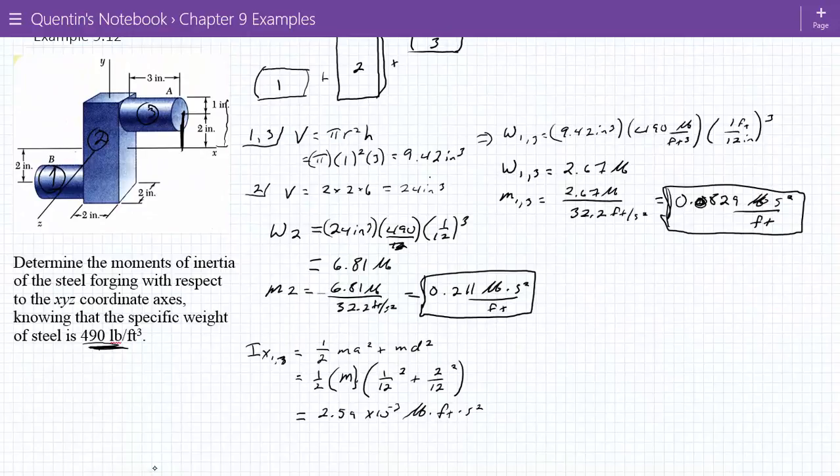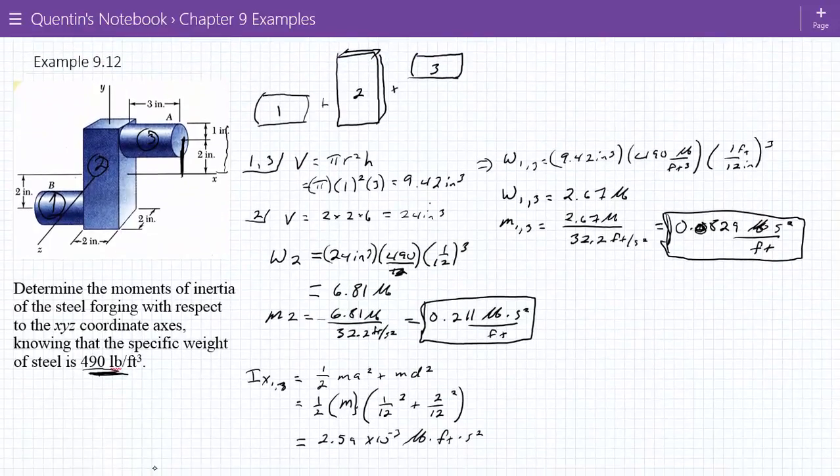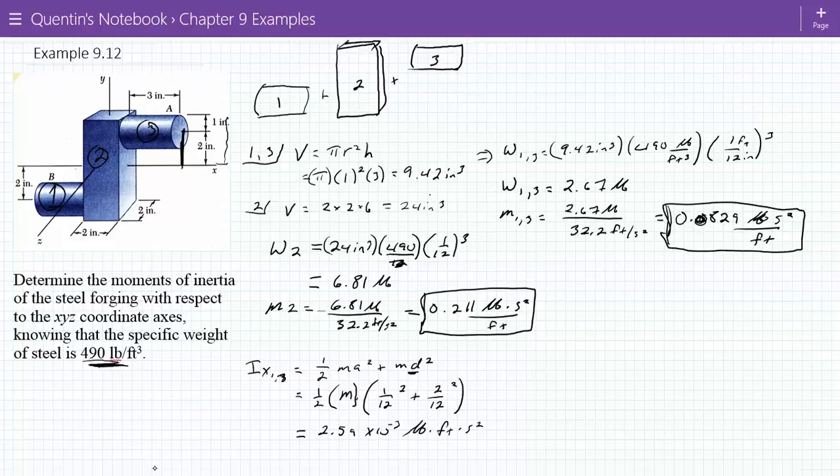Now, I kind of glossed over something. Let's talk about this for a second. That's Ix of 1 and 3. So of 1, what is this distance, right? This distance is in reality minus 2, but since you're squaring it, it ends up being the same. So because of the symmetry, because you're squaring all the distances, 1 and 3 have the same values.